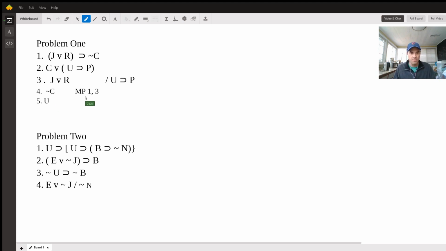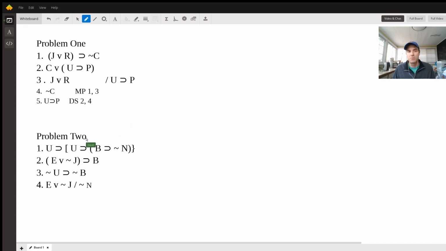If U, then P. And that is by the rule of disjunctive syllogism based on number 2 and number 4. And you'll notice that we've just gotten what we had set out to prove, if U, then P. So that is our QED, quod erat demonstrandum.